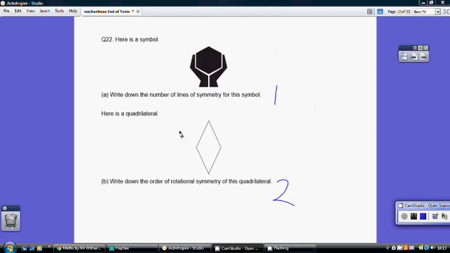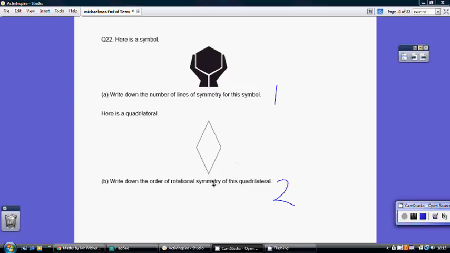Question 22. Write down the number of lines of symmetry for the symbol. Well, the only line of symmetry is straight down the middle. Now for part B, write down the order of rotational symmetry of this quadrilateral. More often than not, it is the same as the number of lines of symmetry.